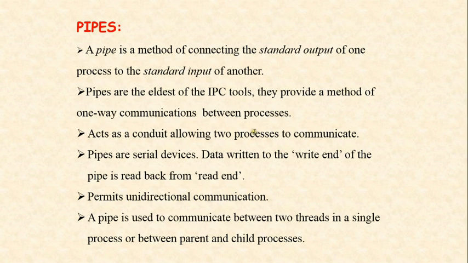Only unidirectional communication in pipes. Also, these are the oldest tools of inter-process communication. These generally provide a method of one-way communication between processes, as they are unidirectional. These are used to communicate between two threads in a single process, and it has both a parent process and a child process.